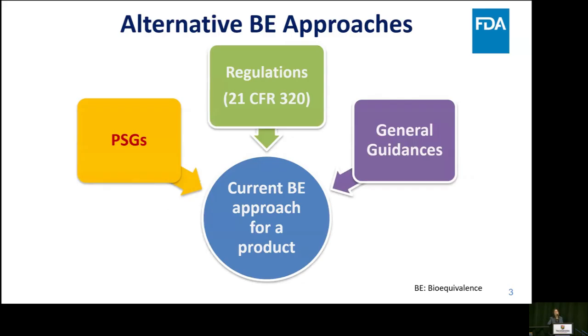Before we dive in, let's make sure we are aligned on what we mean by alternate BE approaches. So we know FDA publishes a lot of PSGs, product-specific guidances, on almost all the products in the Orange Book. And typically, standard BE approaches are those recommended in the PSGs that represent the well-established path according to our regulations, as well as the various general guidances.